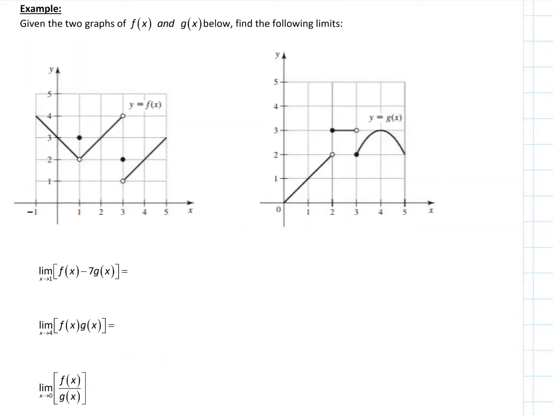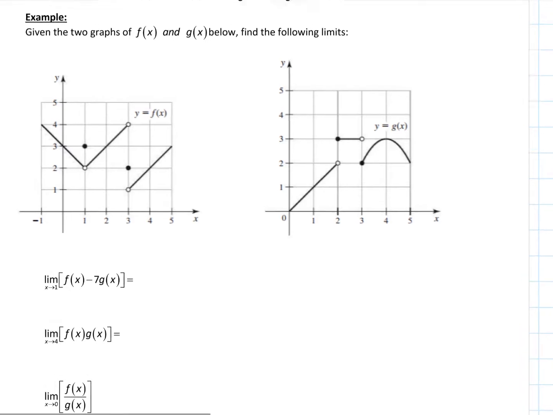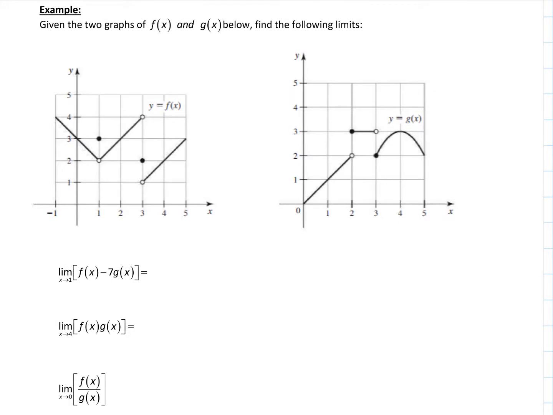So let's start with a graphical example. Suppose we had two graphs of f of x and g of x, and we wanted to find some limits. What if we started by looking at the limit of f of x minus 7 times g of x as x approaches 1? First of all, we'll write these out step by step so we can see these limit laws in action. Step by step, what our limit laws say is that we could look at this as the limit of f of x as x approaches 1, minus, using the sum and difference law, the limit as x approaches 1 of 7 times g of x.